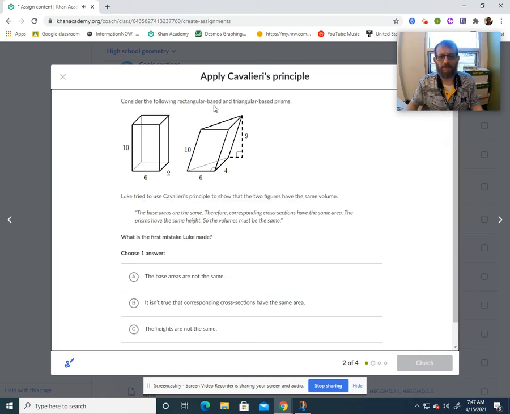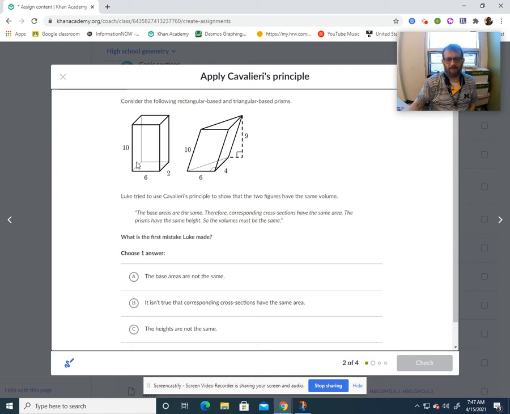Okay, consider the following rectangle-based and triangle-based prisms. Okay, we've got a triangle, a rectangular prism, and a triangular prism. Luke tried to use Cavalieri's principle to show that the two figures have the same volume. The base areas are the same, therefore corresponding cross-sections have the same area. The prisms have the same height, so the volumes will be the same. What was the first mistake Luke made? Well, let's see.